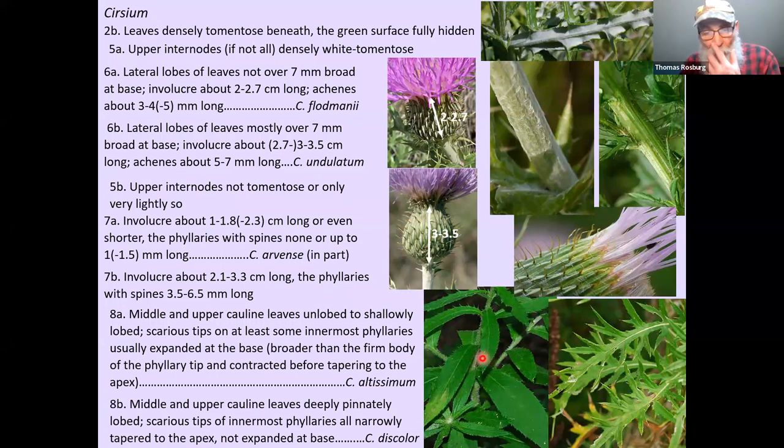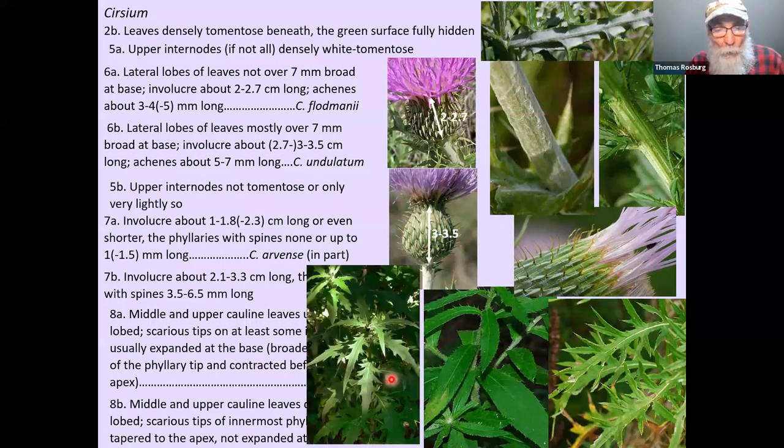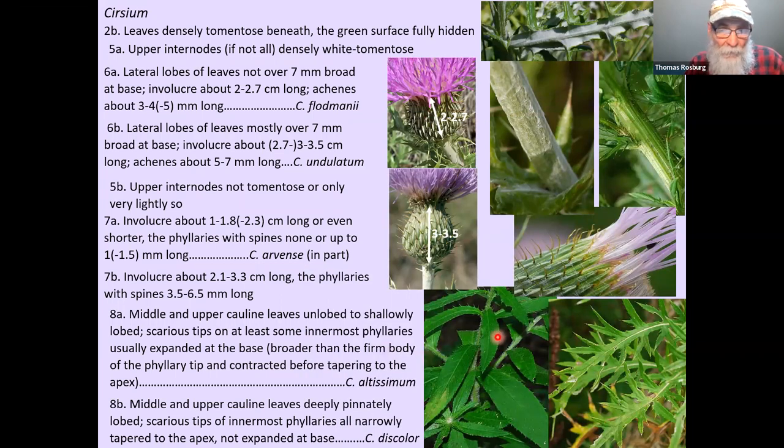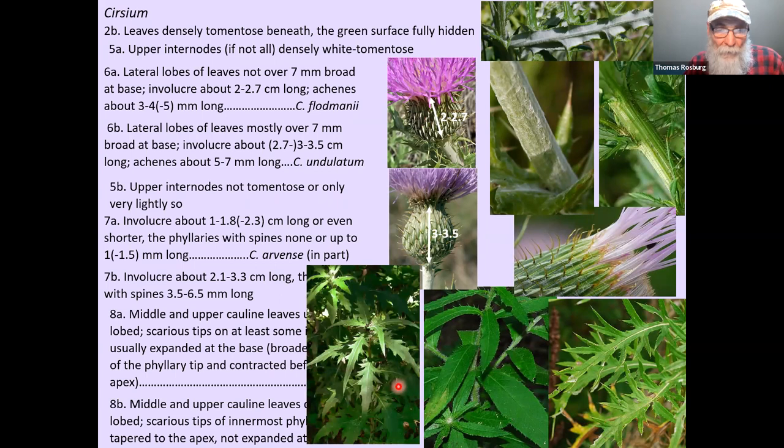Now, it is important to realize that the leaves on altissimum can be a little bit more lobed. They can look a little bit like that. They're just not as deeply lobed as these over here. I would say most of the time you will find some of the leaves are more like this, and maybe some of the bottom leaves are a little bit more like that.